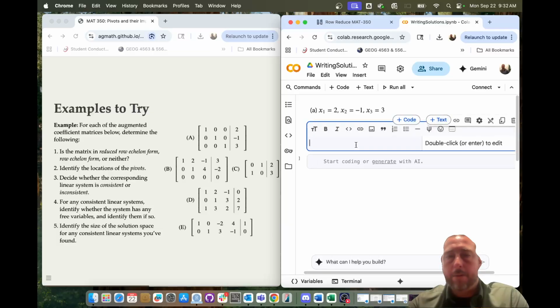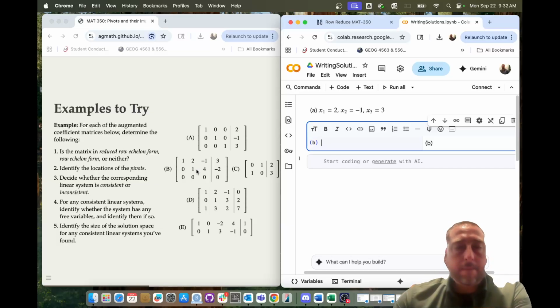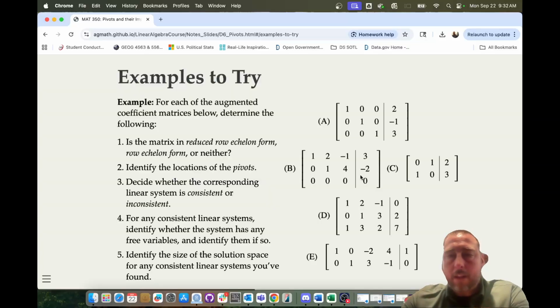All right, I'm going to open up a new text cell, and we'll do the same thing here. In system B, we've got no pivot in the rightmost column. So immediately we can identify that this system is consistent. If we're looking at the columns to the left of the augmenting line, I've got a pivot in the first column, zeros below it. That's good. I've got a pivot in the second column, zeros below it. No zeros above it though, so that 2 is preventing me from being in reduced row echelon form.